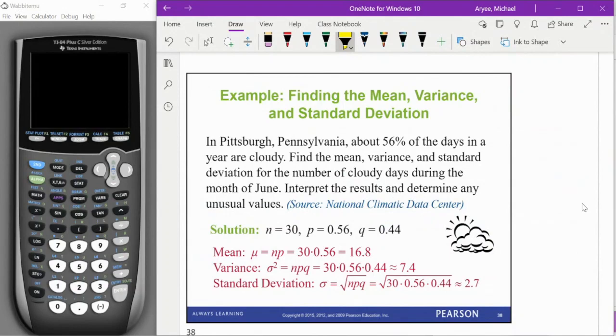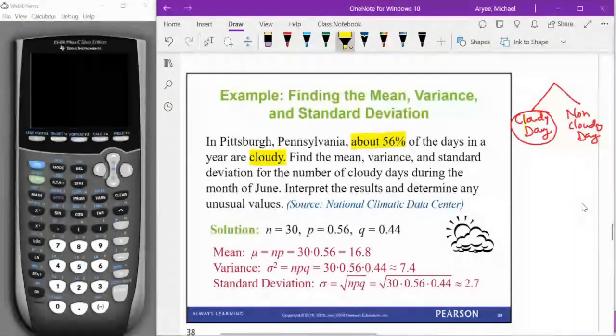In the second example, the question indicated that in Pickles, Pennsylvania, about 56% of the days in the year are cloudy, which means that there is some implication they are not telling you. They're looking at cloudy days in a month, and then they're looking at the non-cloudy days. Specifically, the experimenter is interested in the cloudy days. That is the only reason why they give you information about cloudy days, and they did not give information about the non-cloudy days. So they're telling us that the probability of a success is 0.56 because we know that they were focusing on the cloudy days.